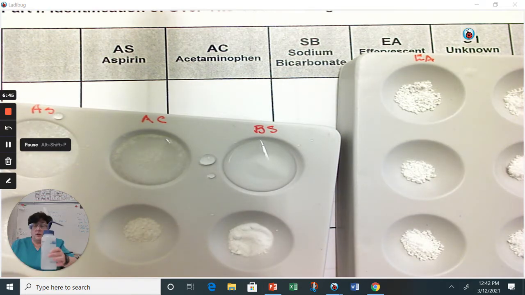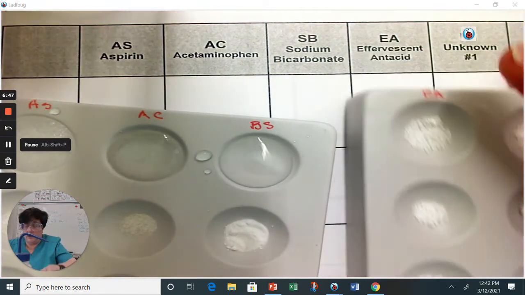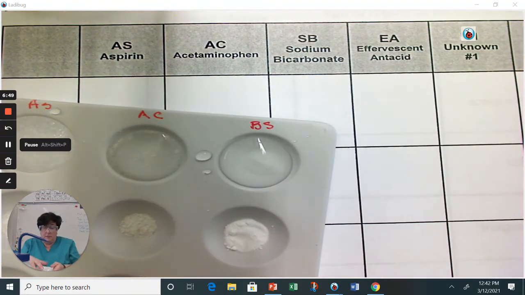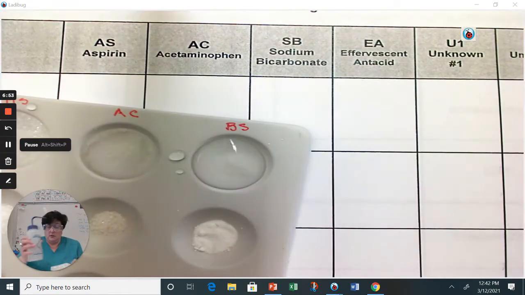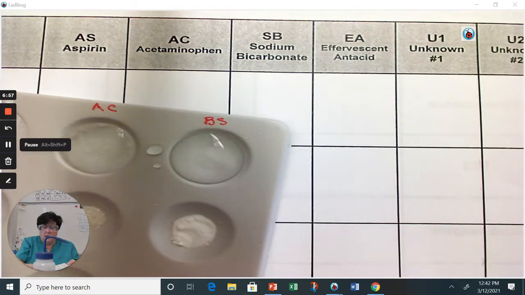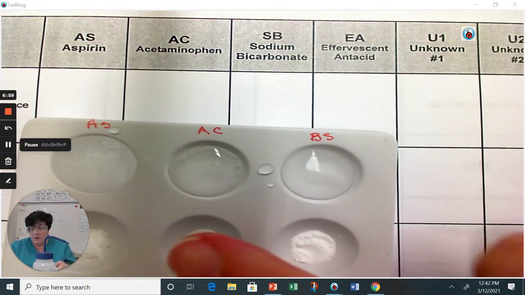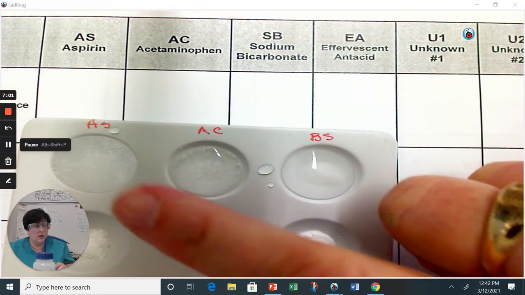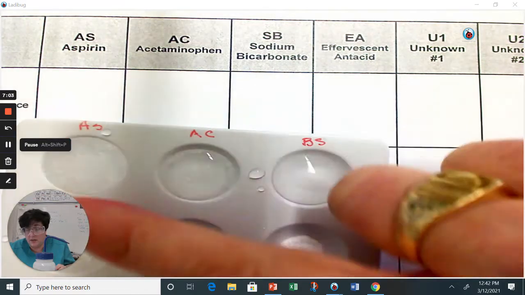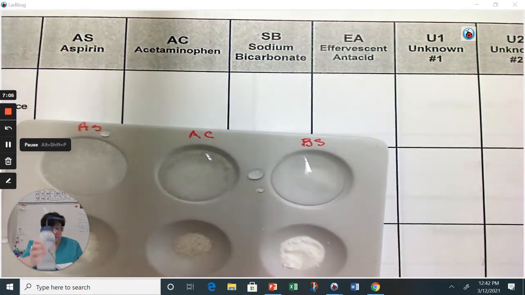Now, you can always rewind, move the time period back if you need to re-describe something. You can even see right now that the aspirin, because of the surface tension of the water, is floating on the top. It's making a coating on the top.